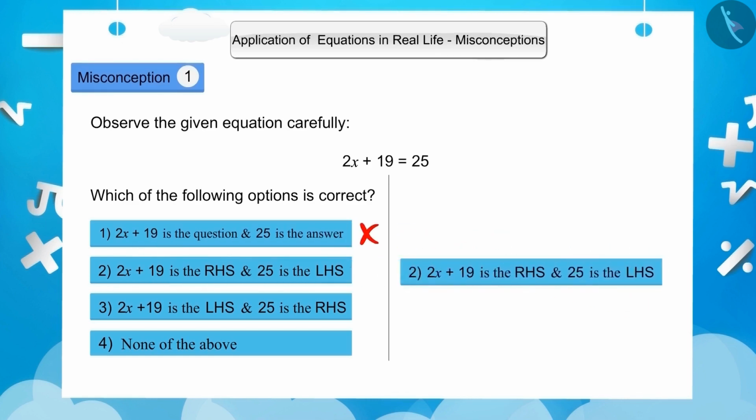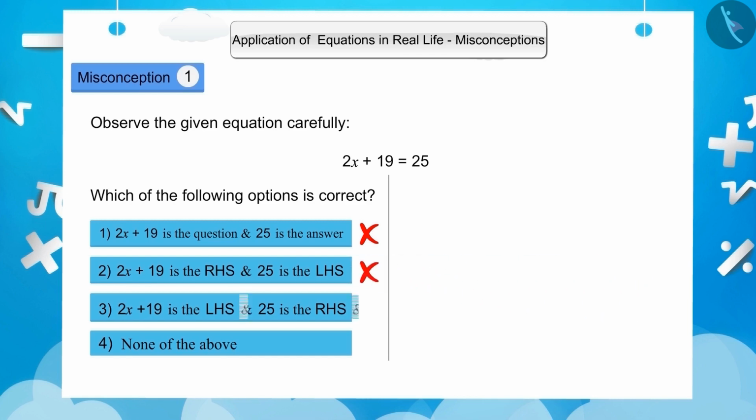The second option: we already know that the LHS is on the left side of the equality sign and the RHS is on the right. But in this option, 2x plus 19 is called the RHS and 25 the LHS. Therefore, the second option is also incorrect.